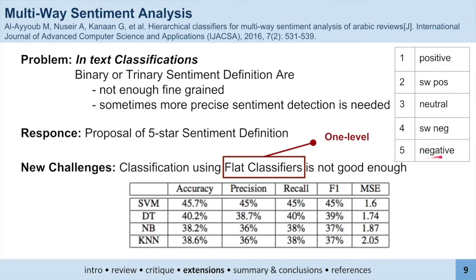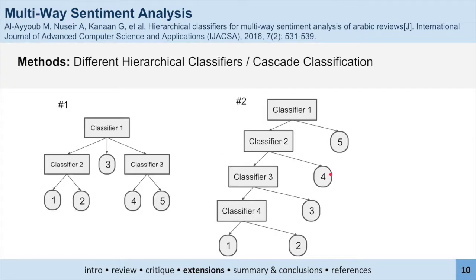negative, and negative. However, this poses new challenges for classification, because classification using one-level flat classifiers, no matter SVM, decision tree, naive Bayes, or KNN, on such a definition just does not perform well enough. In order to solve this problem, the author has proposed different hierarchical classifiers using cascade classification.